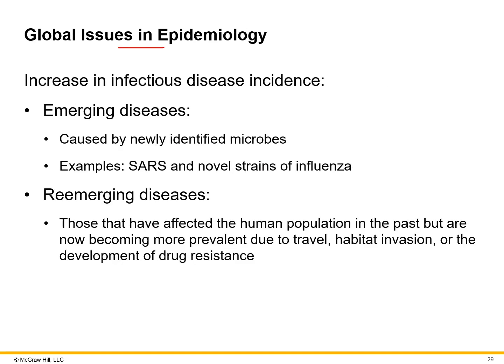Then some of the global issues with that epidemiology. So there are emerging diseases, and these are caused by newly identified microbes. So whether it's a new strain of a virus, like COVID-19 was an emerging disease, or something that is new like Ebola, new strains of influenza. But then we also have re-emerging diseases. And so this is where it was an issue in the past, but that level went down. However, now due to changes in travel or habitat or drug resistance, now we're starting to see more cases of that disease than had been in the past.